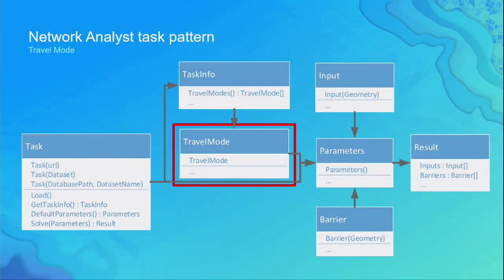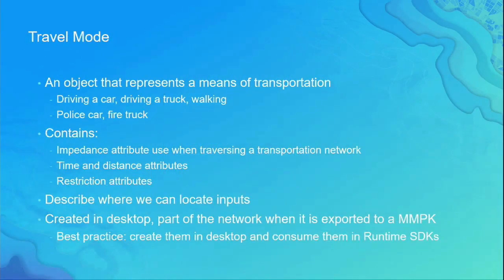Up next is the travel mode object. Now, the travel mode object is an idea that is represented across our software stack. It's present in ArcPy, it's present in the online services, it's present in runtime, it's present in desktop ArcGIS. And it's basically a way of interpreting a network data set or a transportation network in a mobile map package according to some means of transportation.